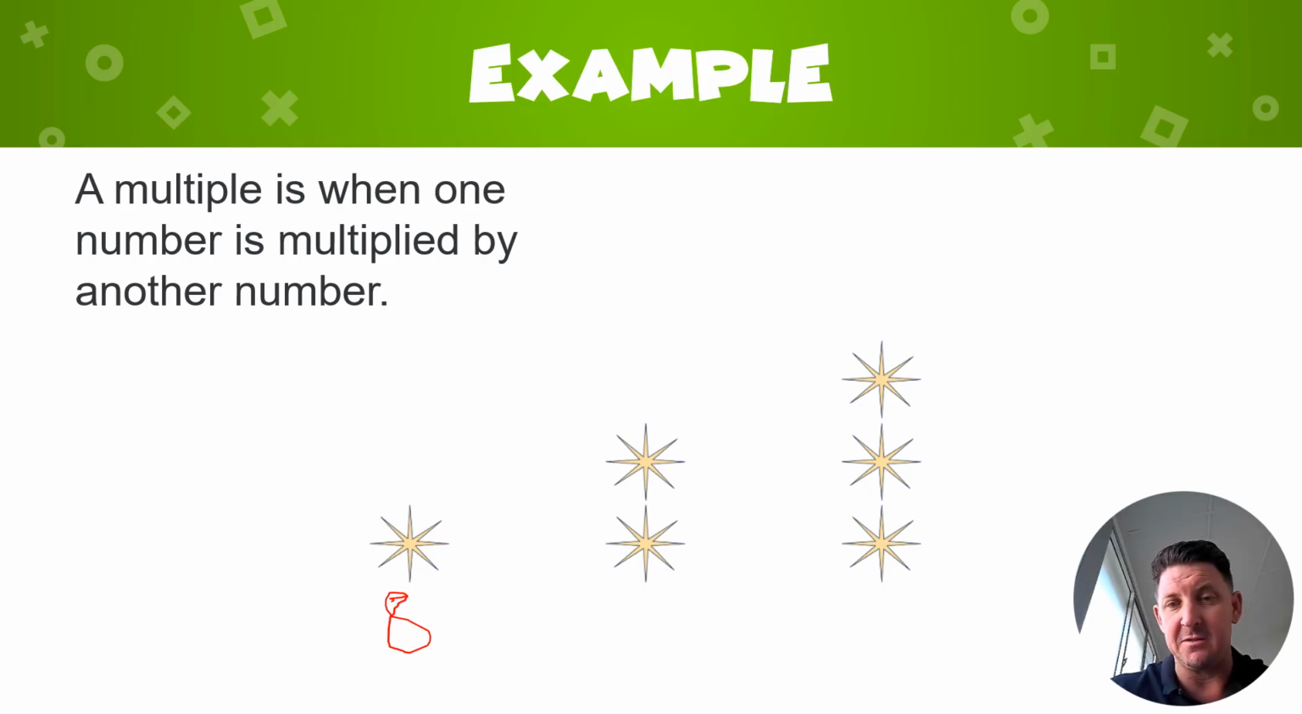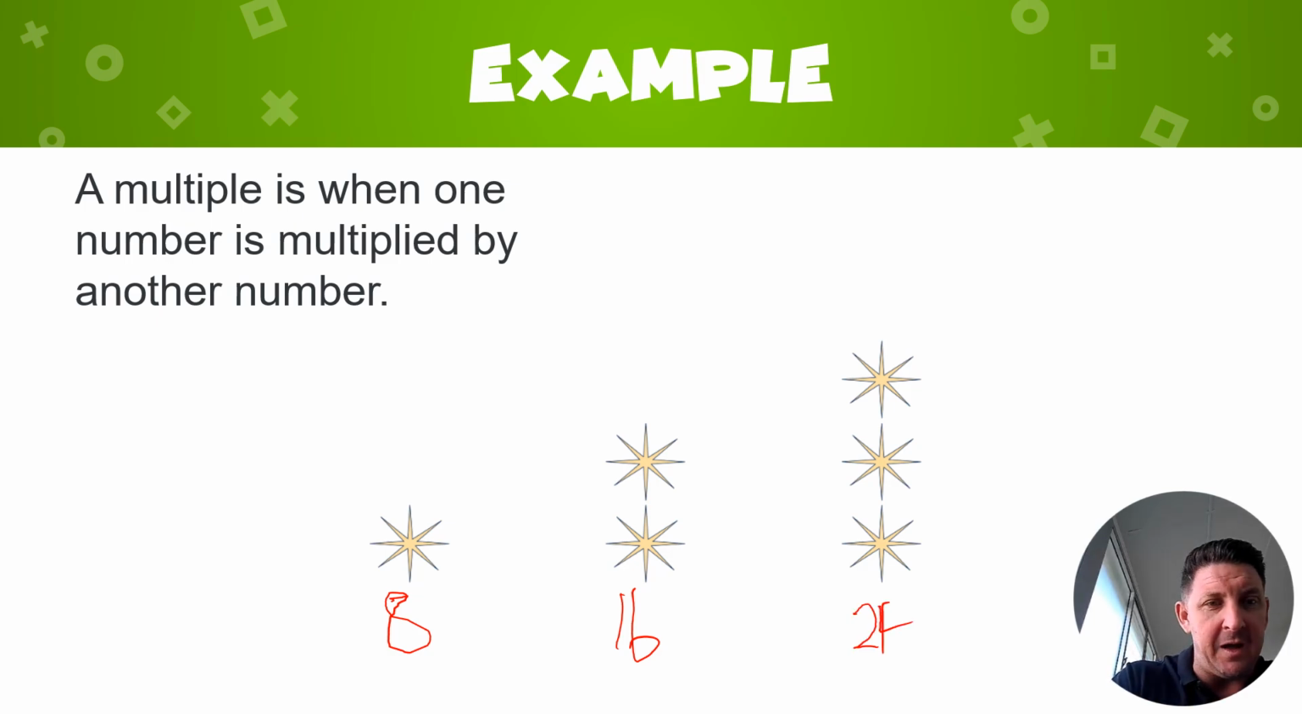I have 2 stars. Each star has points. I've got 8 on my first, then 9, 10, 11, 12, 13, 14, 15, 16. I'm going to go 16. I'm now going to 3 stars. I'm going to go 8, 16, 17, 18, 19, 20, 21, 22, 23, 24.